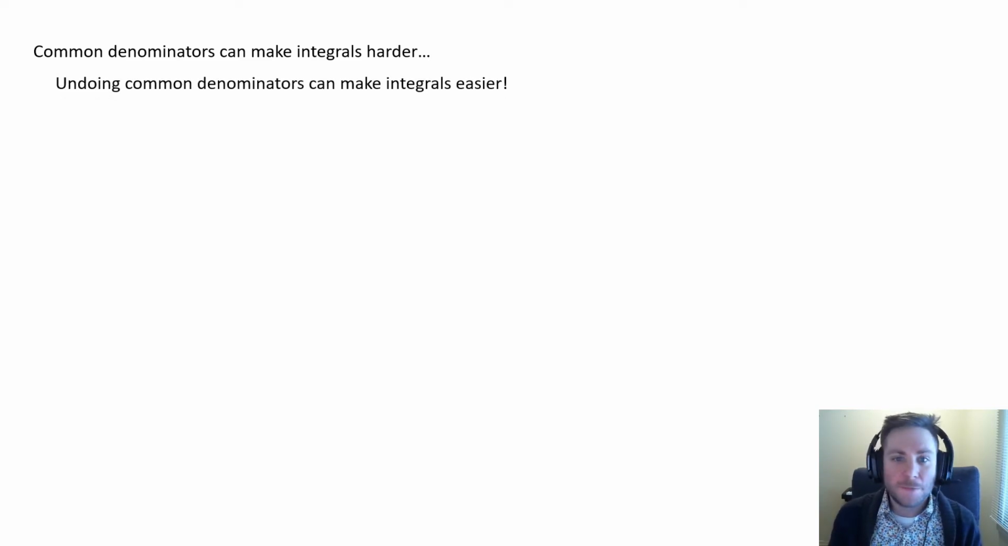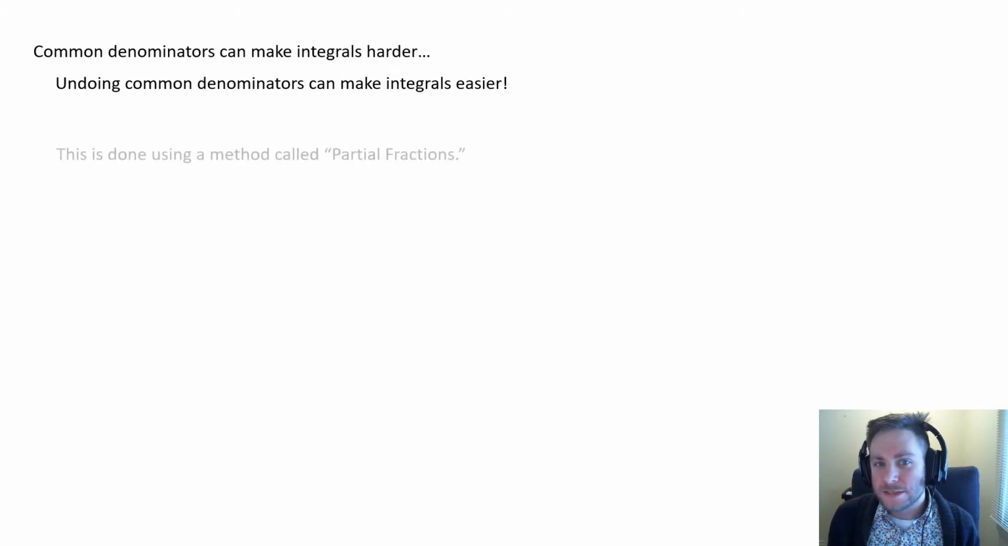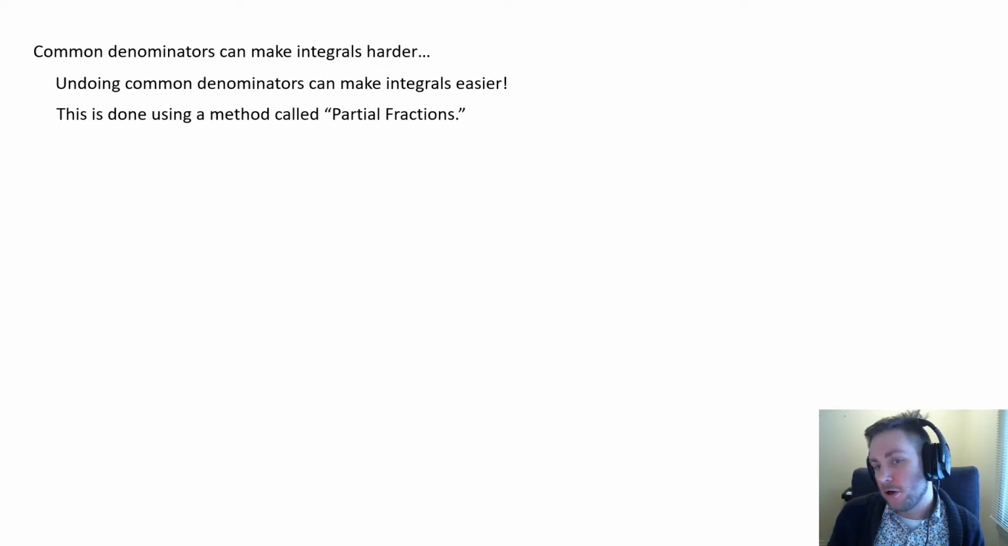Now, we've just seen that common denominators can make integrals harder. But that also means undoing a common denominator could make an integral easier if we had a way to do that. So that actually gives us a reason to try to have a method for reversing the process of forming a common denominator. And it turns out there actually is a method for that. It's called partial fractions. So let's start with the definition of what is a partial fraction.